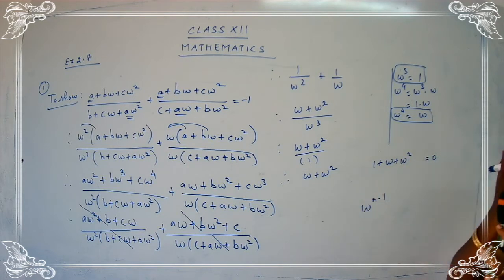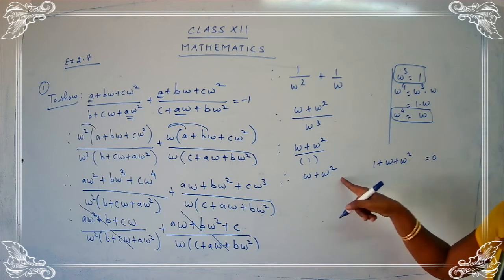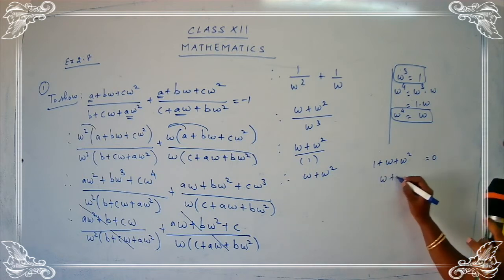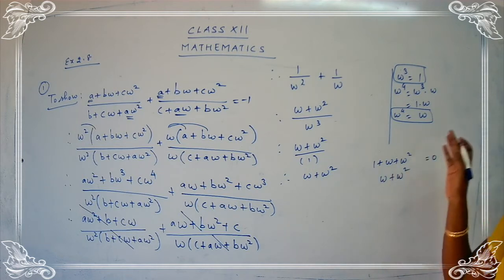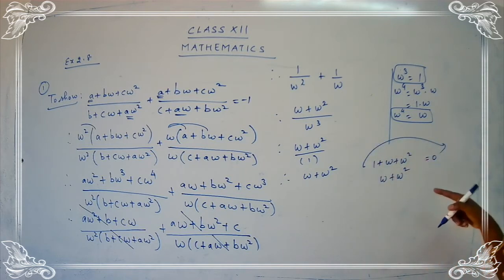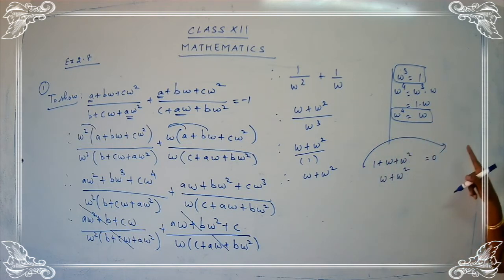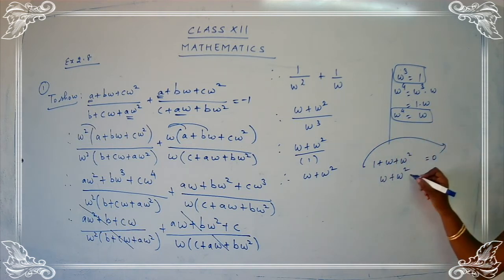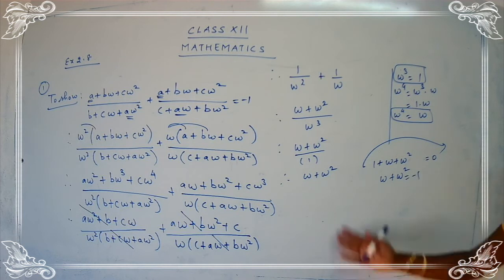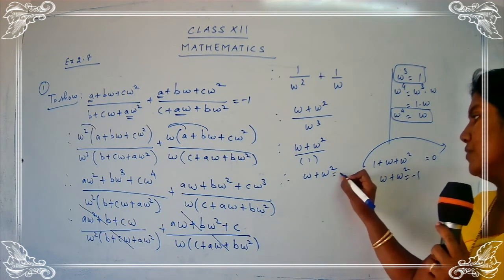So now here, what is the answer now? I just want the answer in terms of omega and omega square. So keep omega and omega square on the LHS part and try to take this one to the RHS part. So this is plus 1 over here, and when plus 1 goes to the right hand side, it turns to be minus 1. That's all. So I get the value for omega plus omega square is equal to minus 1.